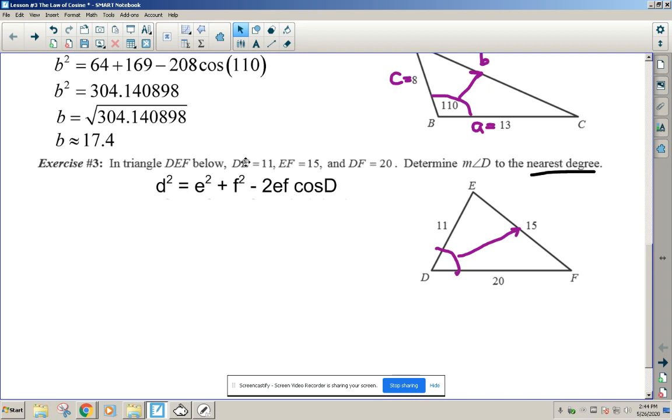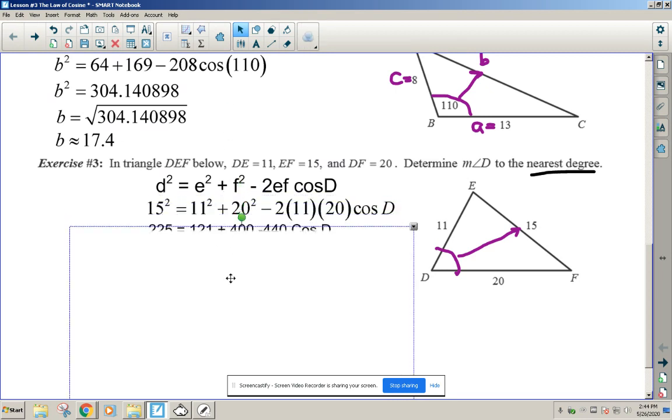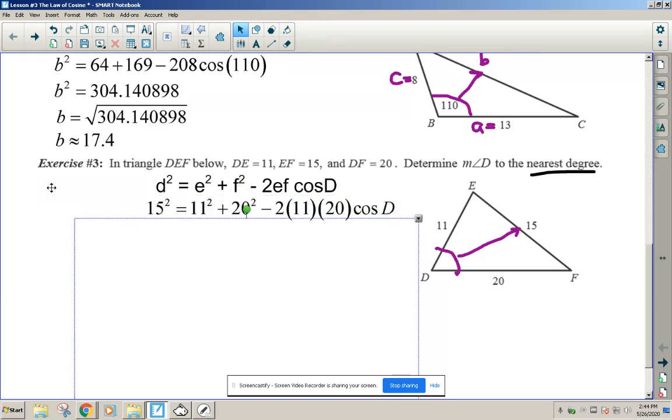Now, this triangle, they changed the name. They didn't give me A, B, C. They gave me D, E, F. So here's D, E, F. Now, really important is that D is 15 and it's opposite angle D. So if I were to plug into this formula now, I have the 15 squared, the opposite, is equal to the other two sides squared minus 2 times the other two sides cosine of D.